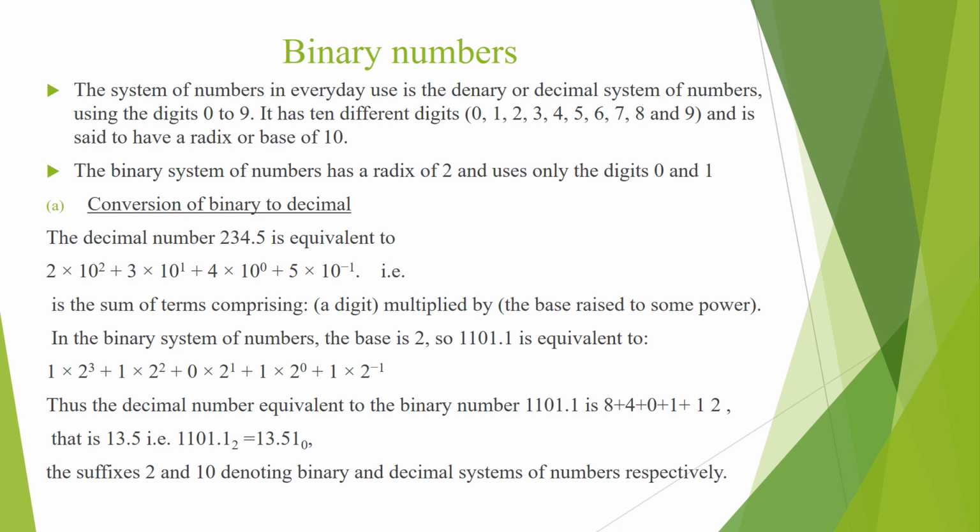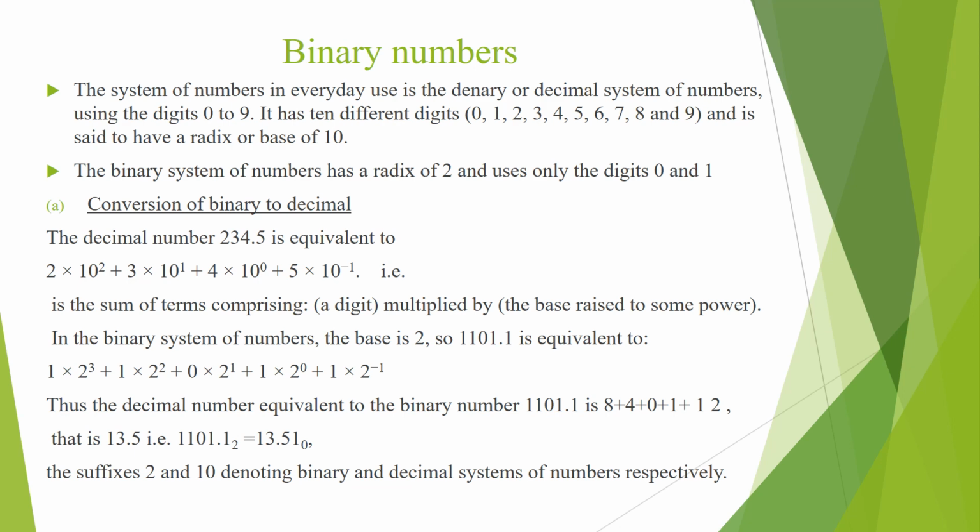For the binary, here we have the system of numbers in everyday use, the denary or decimal system, using the digits 0 to 9, which has 10 digits, that is 0 1 2 3 4 5 6 7 8 and 9. And we say that their radix, or base, is 10. The binary system of numbers has a radix of 2, that is, it only takes 0 and 1. Now, conversion of binary to decimal.